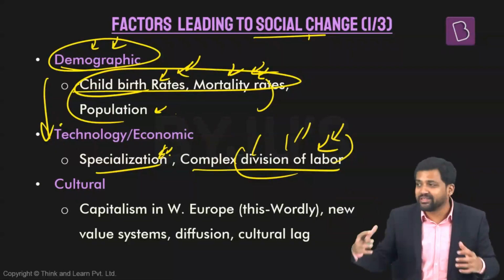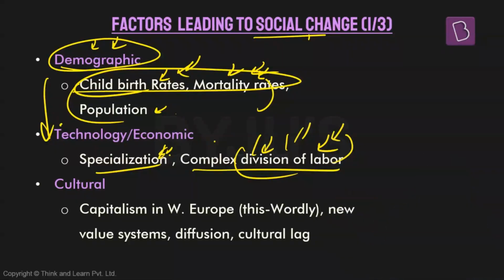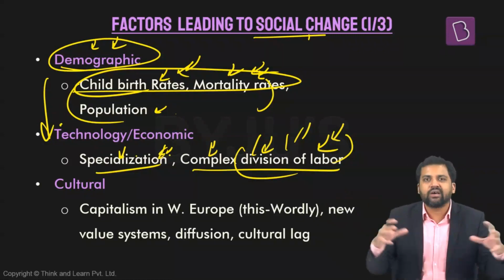In factories, again, different kinds of expertise. In the legal profession, again, different kinds of expertise. In engineering, so much expertise. So complex division of labor and specialization happen if the population changes, when you have larger societies.